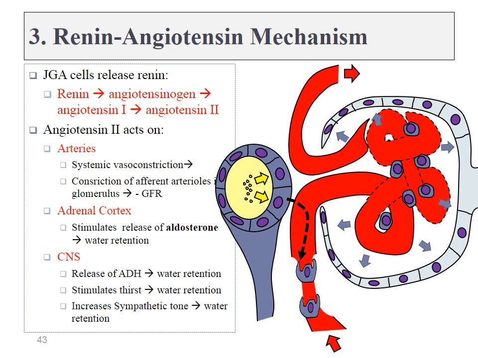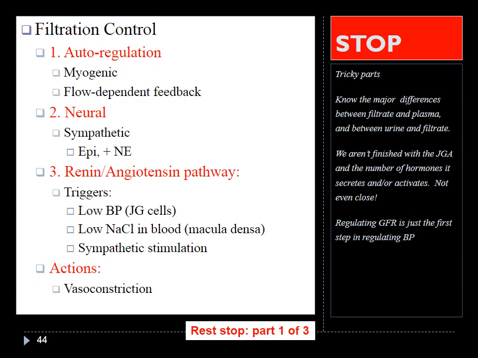Angiotensin 2 also stimulates the adrenals to release the hormone aldosterone, which we'll talk about later. And it also has other effects in the central nervous system that are similar, triggering the release of the hormone ADH, stimulating thirst, and increasing sympathetic tone. So those are the three mechanisms by which the rate of filtration is controlled.